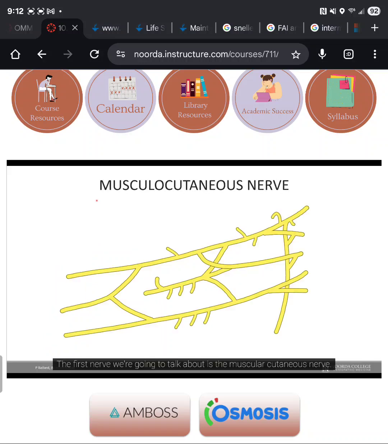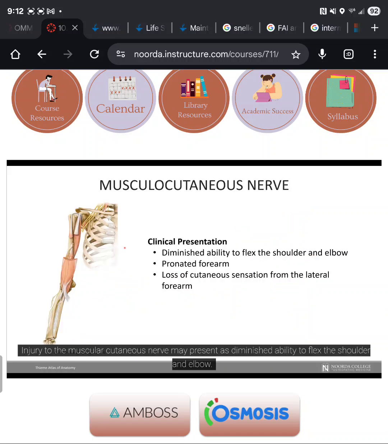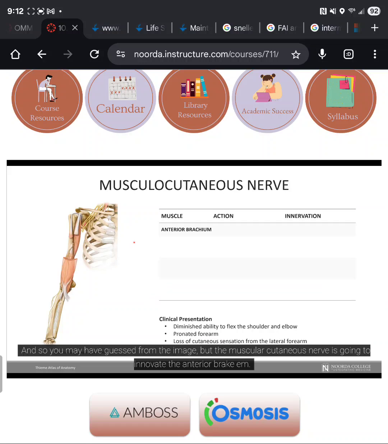The first nerve we're going to talk about is the musculocutaneous nerve, and you can see it's right here, at the top of the M, and it receives contributions from C5, C6, and C7. Injury to the musculocutaneous nerve may present as diminished ability to flex the shoulder and elbow. It may also present as a pronated forearm, and then there will also be loss of cutaneous sensation from the skin over the lateral forearm. And so you may have guessed from the image, but the musculocutaneous nerve is going to innervate the anterior brachium.